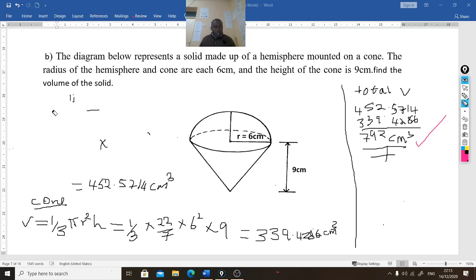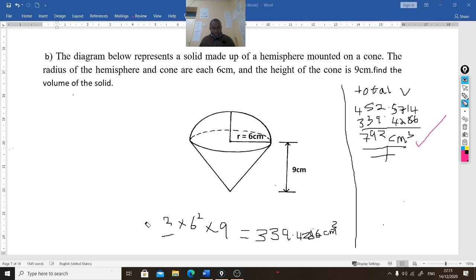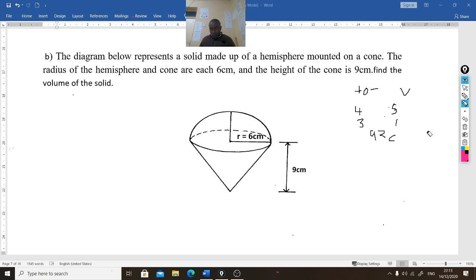Now we move on and do question number 18.